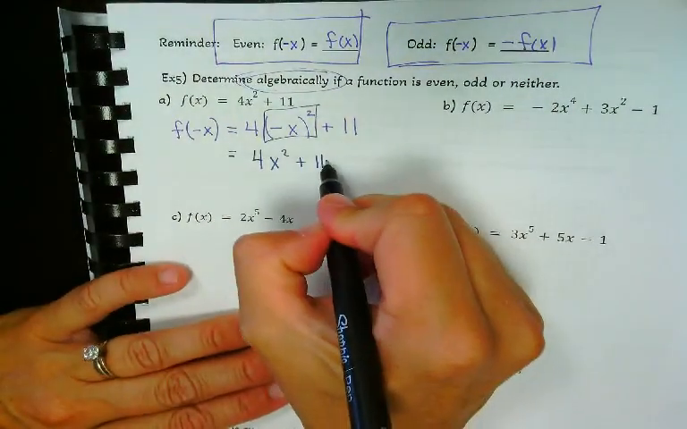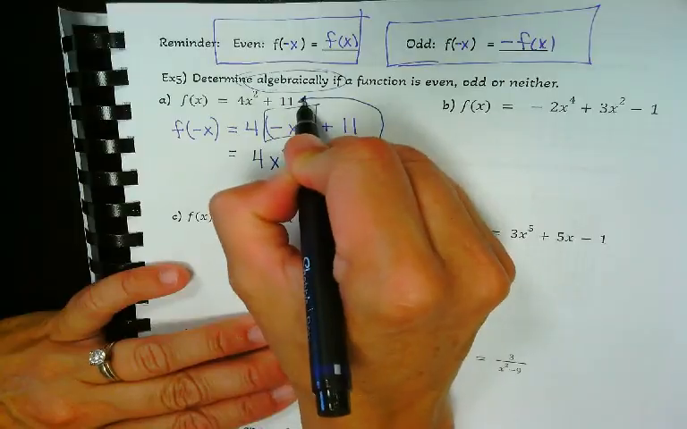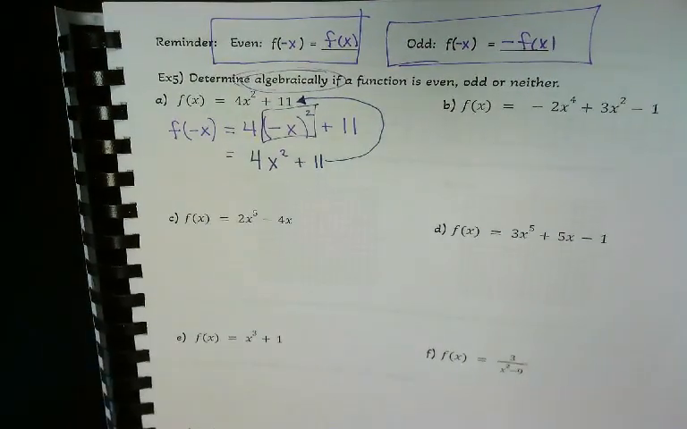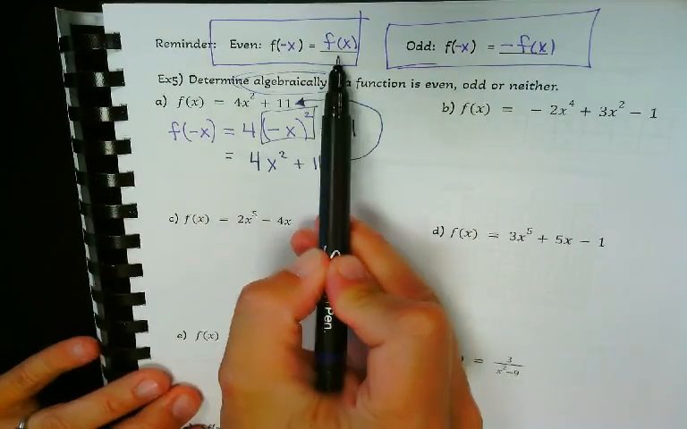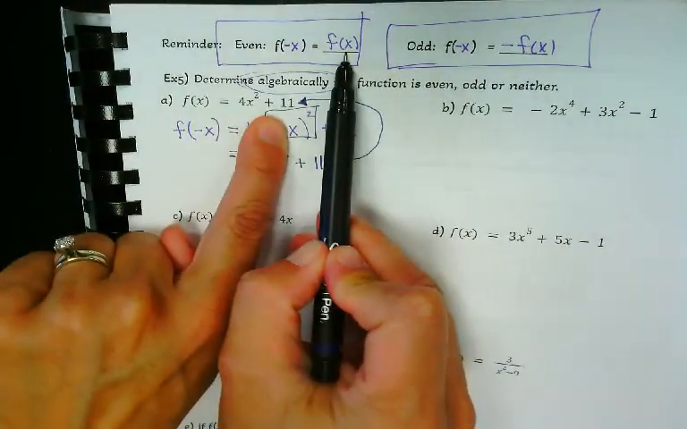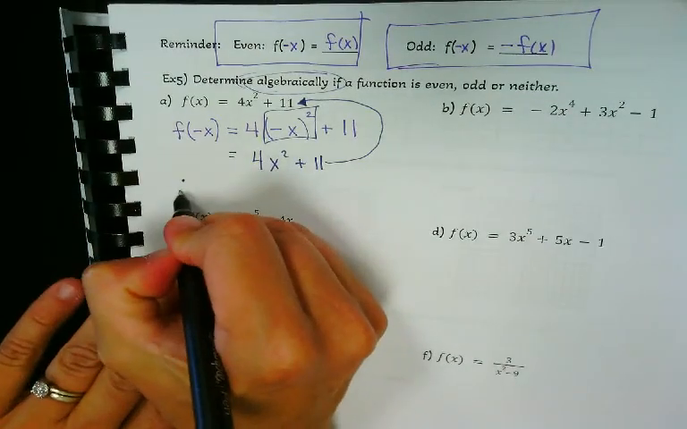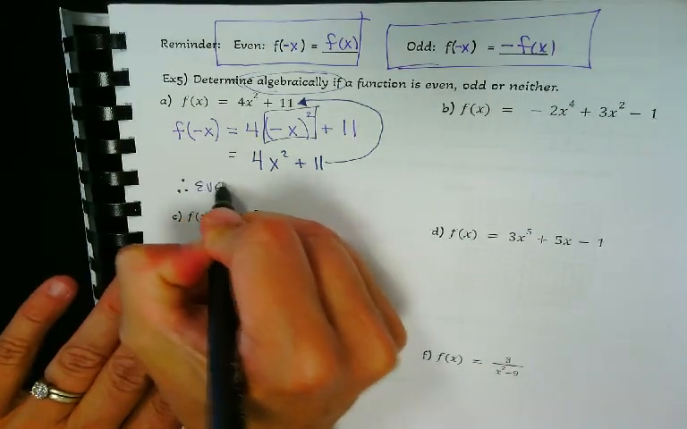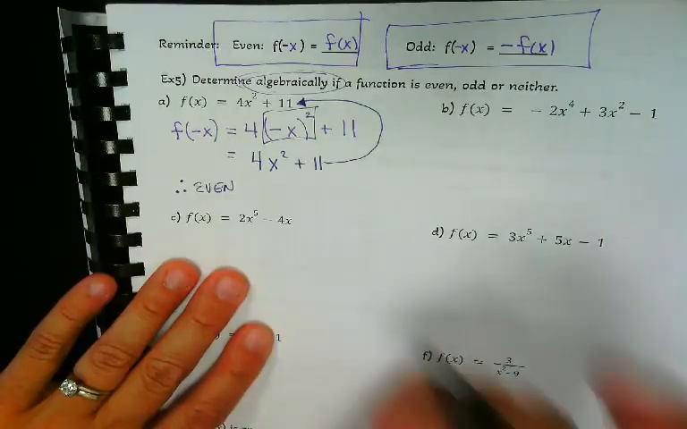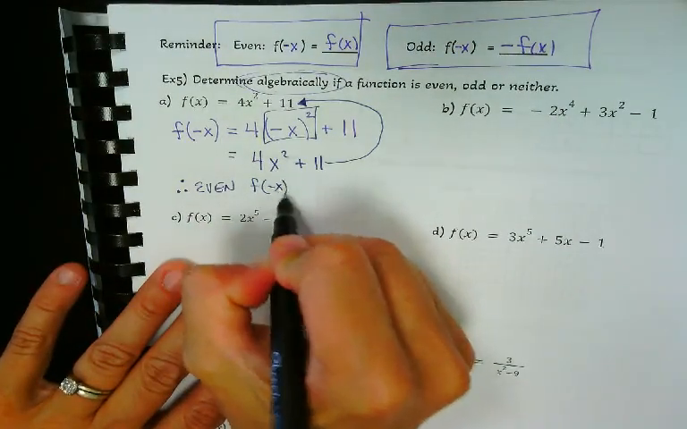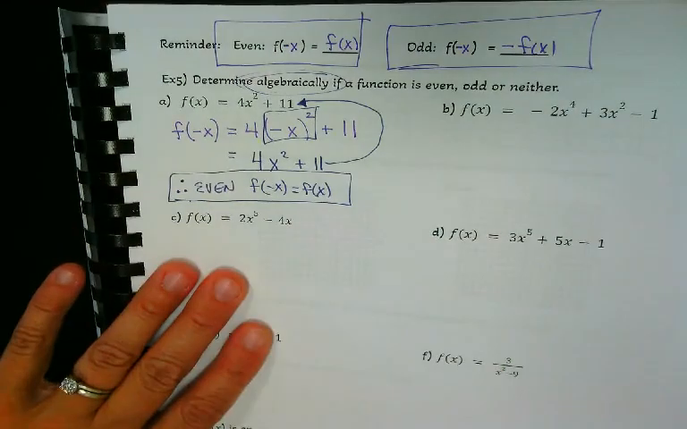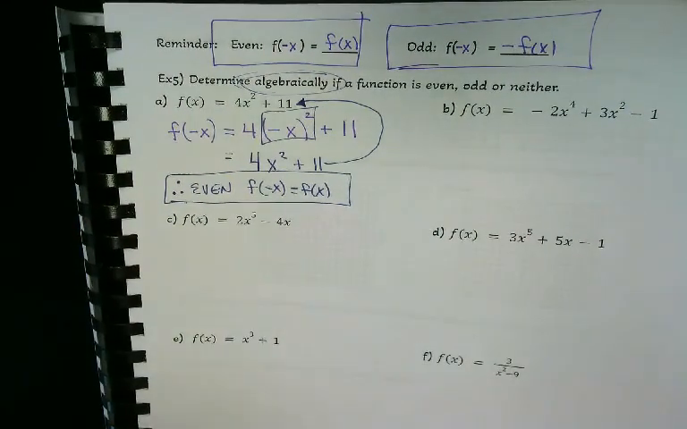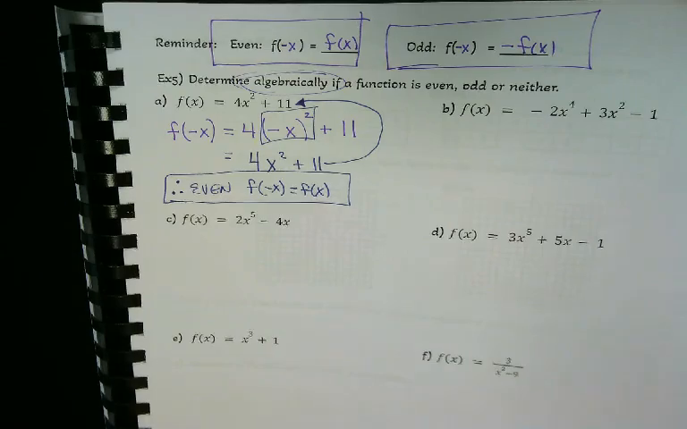I then want you to take an arrow up to your original function. How would you compare those? Exact same. So if I plug in -x and I got back out f of x, which I did, that tells me this function is even. So we're going to say therefore even. And then you got to tell the reason. F of -x equaled f of x. So you're basically just going to state the rule for them. Okay, they all work the same way. You're going to always substitute in -x and see what you get out.